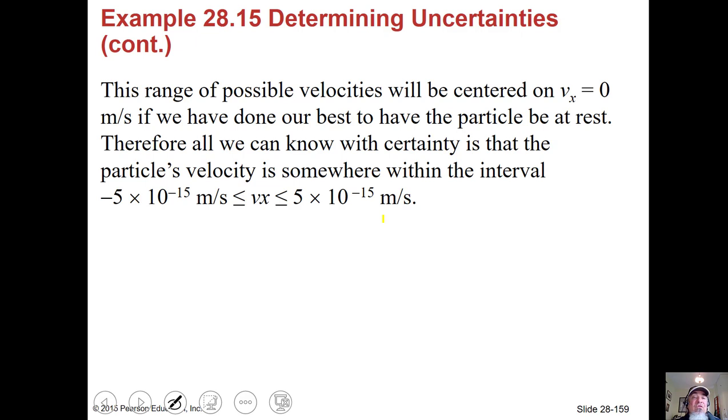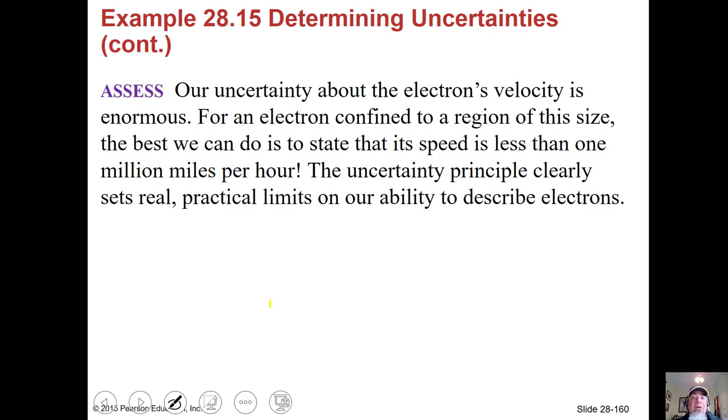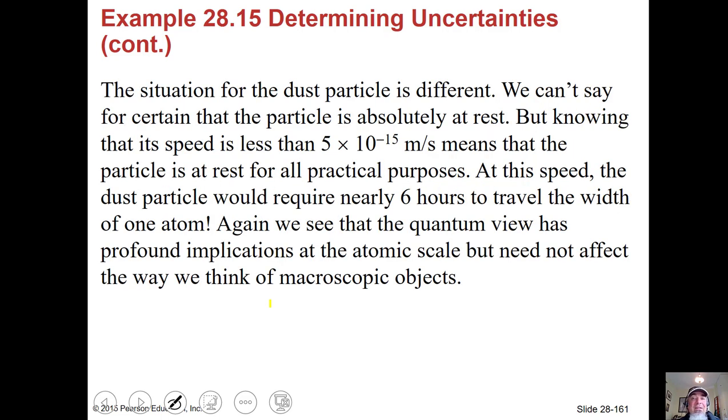Okay, good. So this value of possible velocities will be centered on 0, like it's at rest. But there is some uncertainty because you don't know exactly where it is. Here's the range of possible speeds. This should be v sub x here. Our uncertainty about the electron's velocity is enormous. For an electron confined to a region of this size, the best you can do is state that its speed is less than 1 million miles per hour. Pretty interesting stuff.